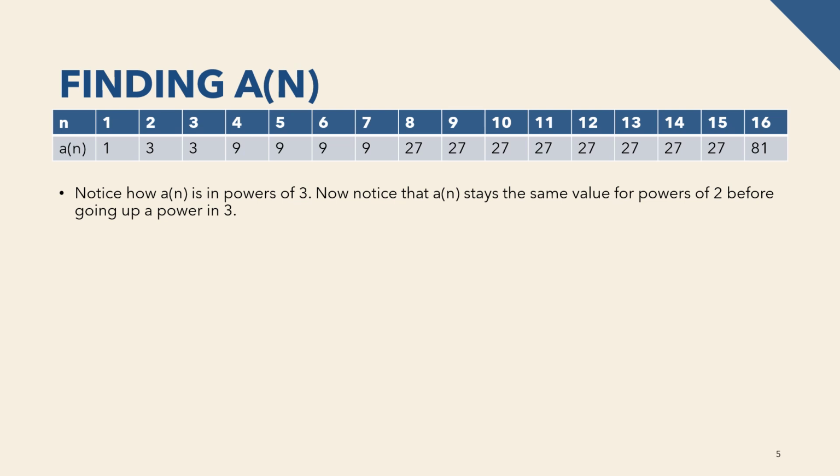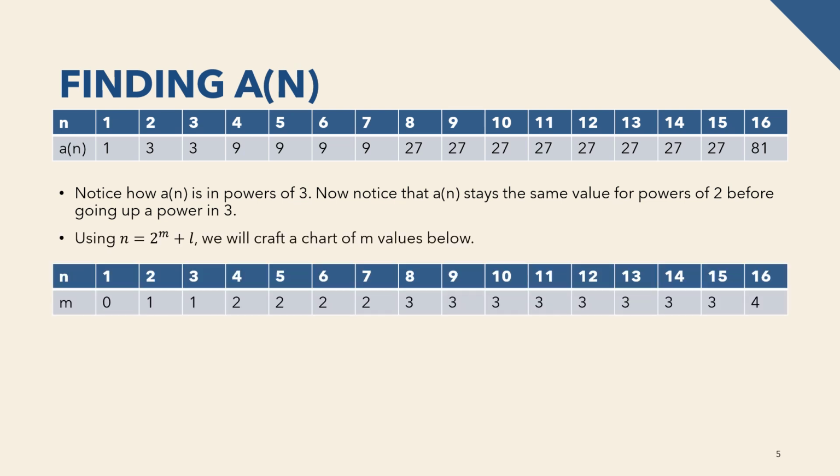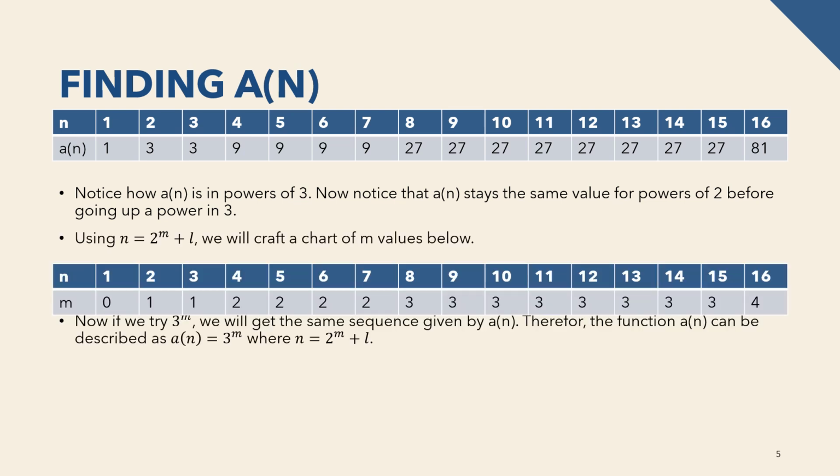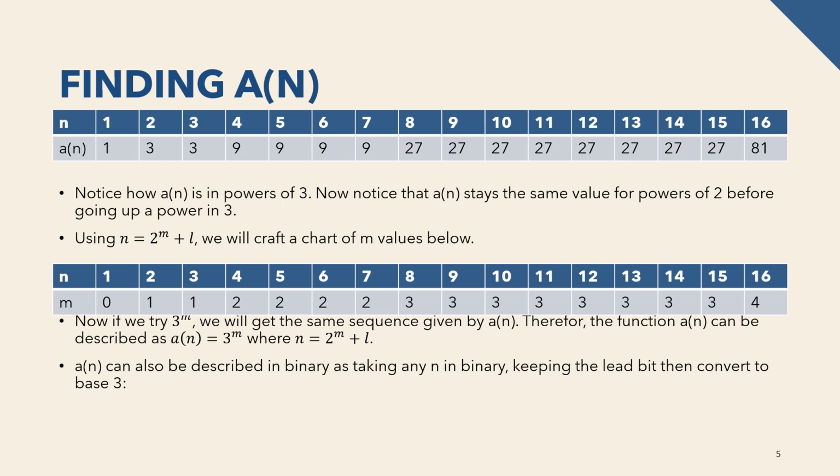So we know a of n has something to do with 3 to the power of something and 2 to the power of something. So if you're going about this based off the textbook, you might set n equal to 2 to the power of m plus l, make a chart of m values, and we could describe a of n as 3 to the power of m, where you get m from n equals 2 to the m plus l.